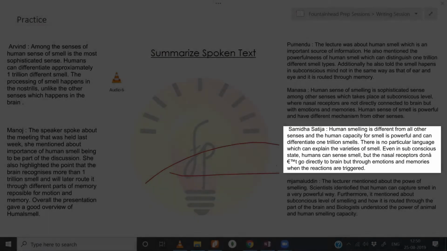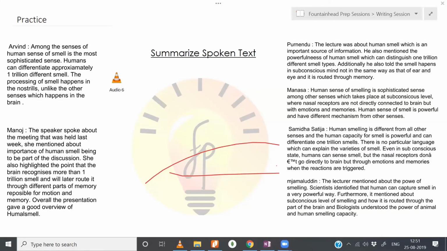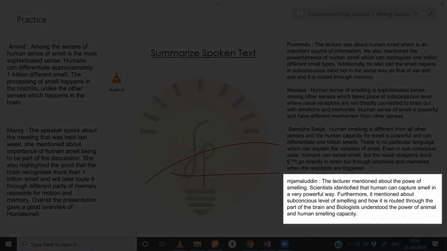The lecturer mentioned about the power of smelling. Scientists identified that different smelling from human can capture smell in a very powerful way. Furthermore, it mentioned. So you are talking about lecturer, and you are talking about it. Furthermore, if we had used the word lecture, then it's fine. Furthermore, he mentioned about the conscious level of smelling and how it is routed through the part of brain.